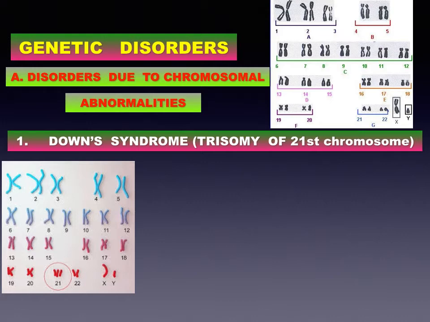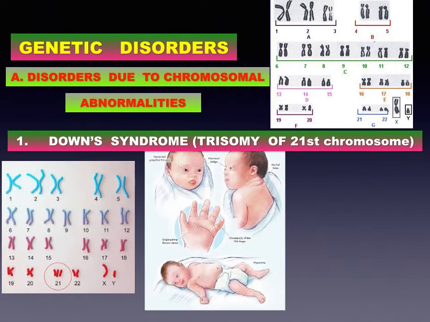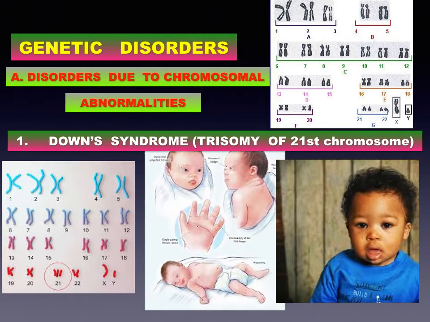You can see in the 21st number of chromosomes, instead of 2 there are 3 in number. So therefore they have 47 chromosomes instead of 46. Children suffering from Down syndrome are usually mentally retarded and have a short lifespan. Mental retardation is the most prominent characteristic.